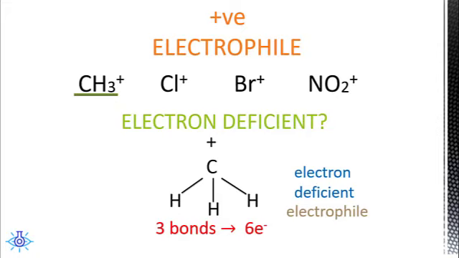So when there are 3 bonds, a total of 6 electrons are involved, and according to the octet rule, an atom attains stability when it has 8 electrons, which is the configuration of the nearest inert gas. So carbon is deficient of 2 electrons and it requires 2 more electrons to become stable. That is how CH3+ becomes an electrophile. Similar is the case in Cl+, Br+, and NO2+. Since these are electron deficient, they are called electrophiles.